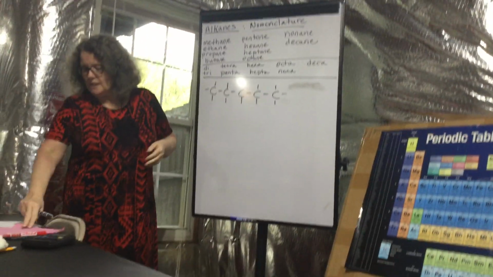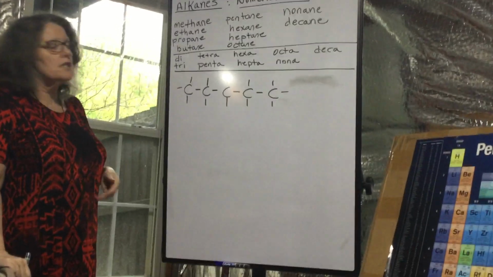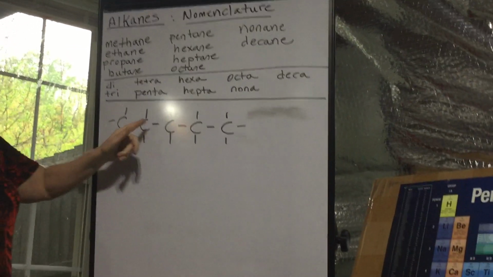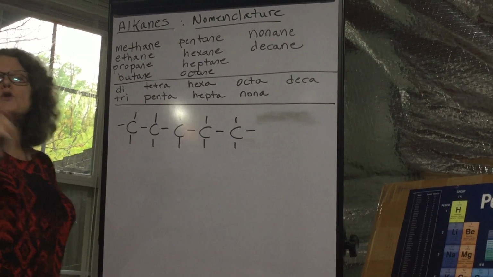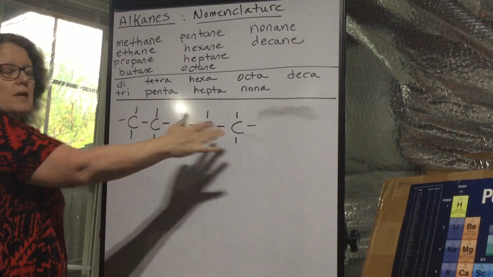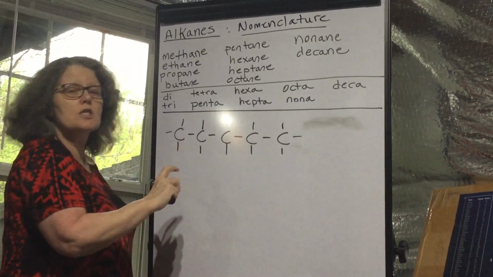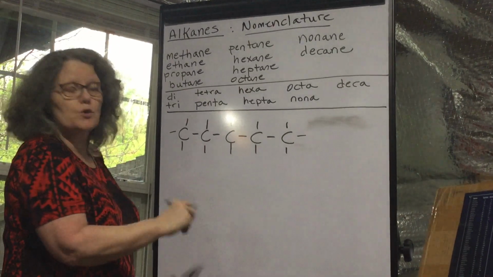Let's talk about how we name it. The very first step is you need to find the longest chain of carbons, okay? 1, 2, 3, 4, 5. Now here's what's tricky. This is a three-dimensional molecule. We can name it any direction. So when we count for the longest chain, you count in all directions.